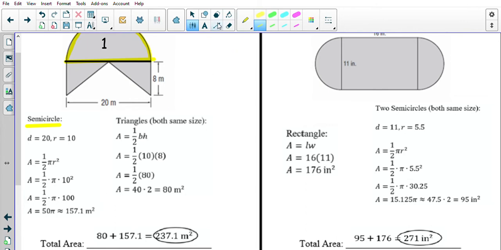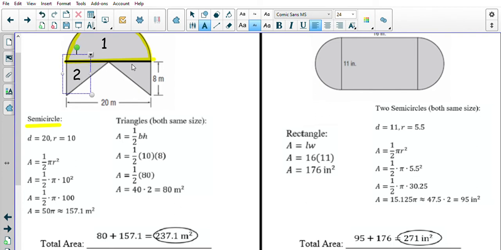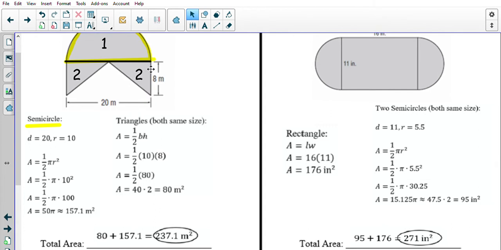Now, the triangles, I'm going to consider region 2. I'm going to put a 2 inside each of these. So I'm going to find the area of one triangle and then double it. Sorry if I called them rectangles. It happens sometimes. That's going to be these two regions together. I'm just going to highlight one of them though.